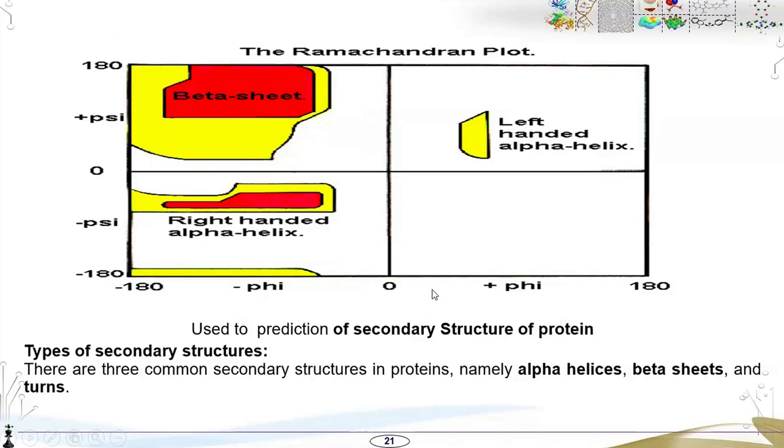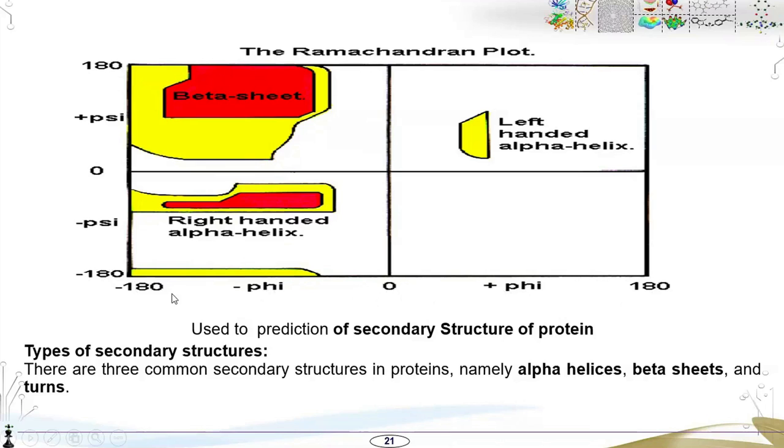The y-axis is denoted by the phi angle. I will give the symbols in the next slides. The x-axis is identified by the psi angle. So in the axis, you can see minus 180 to 0 is called minus phi, and 0 to plus 180 is called plus phi. This is the axis scale.